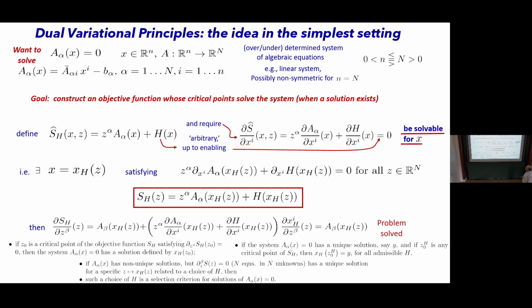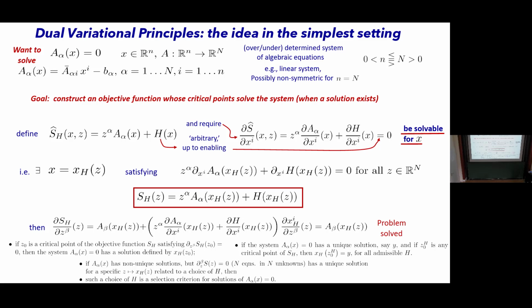So if Z0 is a critical point of this guy, then you have a solution. If the system has a unique solution, no matter what H you chose, if you can produce a critical point of the dual problem, you'll recover the unique solution of the original guy. And very interestingly, when A alpha has non-unique solutions, then you might think of the H as actually acting like a selection criterion for picking up solutions of the A alpha problem.